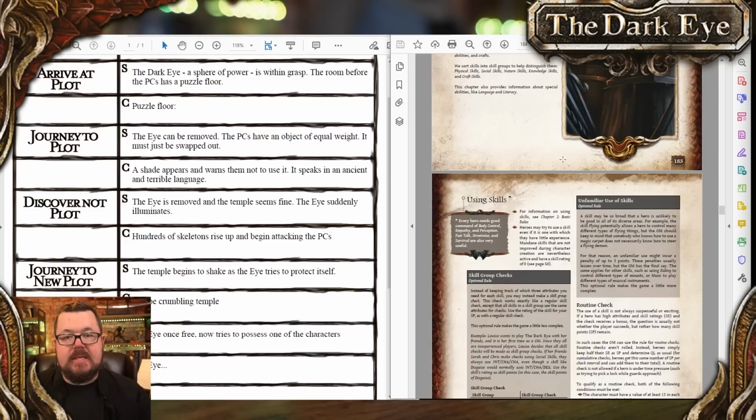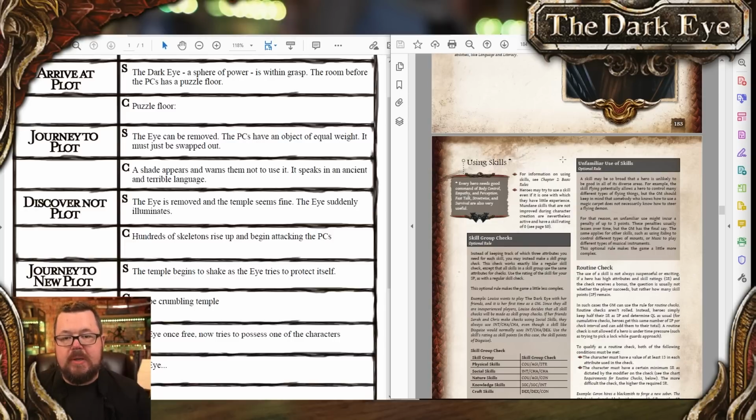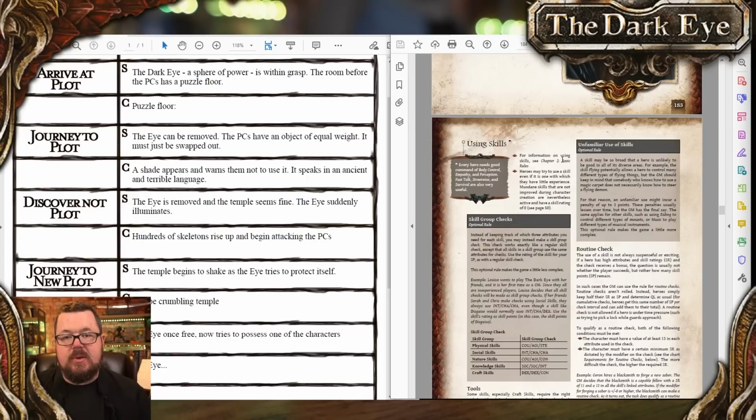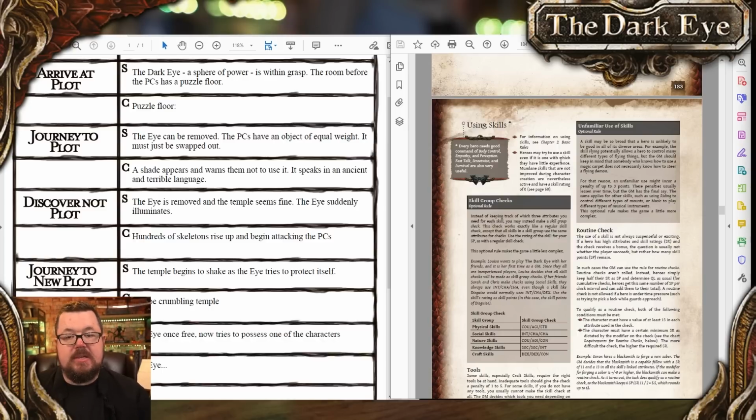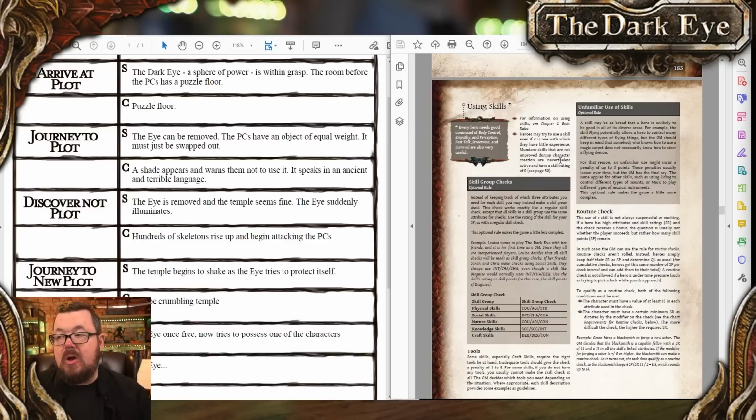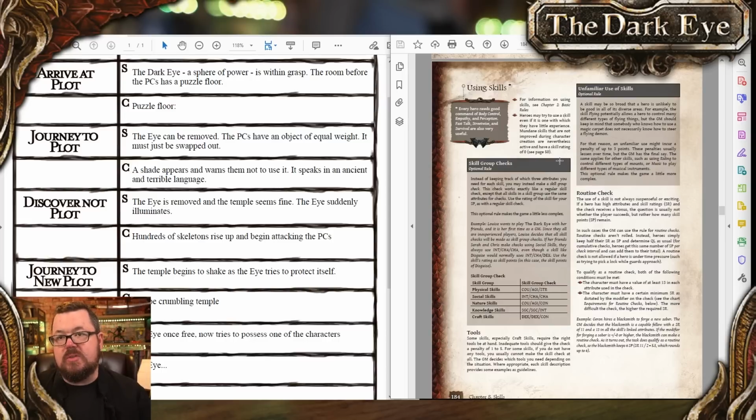And yeah, so let's see now. Skill group checks. This is an interesting one. Instead of keeping track of which 3 attributes you need for each skill, you may instead make a skill group check. This check works exactly like a regular skill check, except that all skills in the skill group use the same attributes for checks. So that could be an interesting one to look at. Now, all of these gray blocks, by the way, folks, those are optional rules that you can use for your game. You can add these kind of things in.